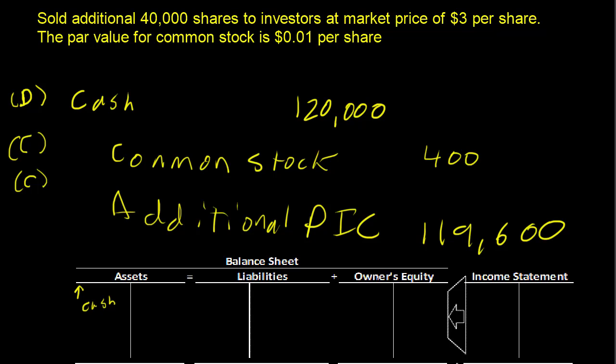Where these accounts go might not be super intuitive. Common stock is going to go here, increasing owner's equity. And additional paid-in capital is also going to be increasing owner's equity. Credits in owner's equity increase it and debits decrease it. Assets is the opposite: credits decrease assets and debits increase it. That's why we define debits as left and credits as right. So our assets are increasing in cash, and our owner's equity is increasing in common stock and additional paid-in capital.